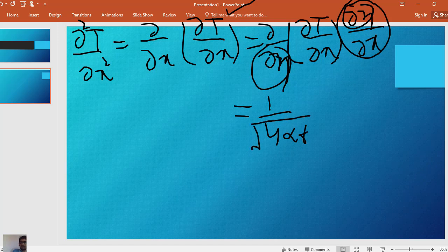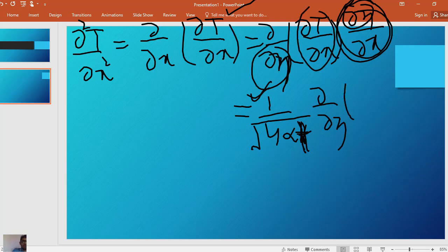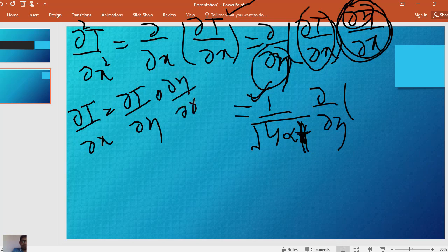Now this is ∂/∂η. The answer of this number comes to the front, which is 1 divided by √(4αt). So now to get this, the change in temperature with change in x is, by chain rule, the change in temperature with change in similarity variable times the change in similarity variable with change in x. The answer of this is 1 divided by √(4αt), as we have already derived.